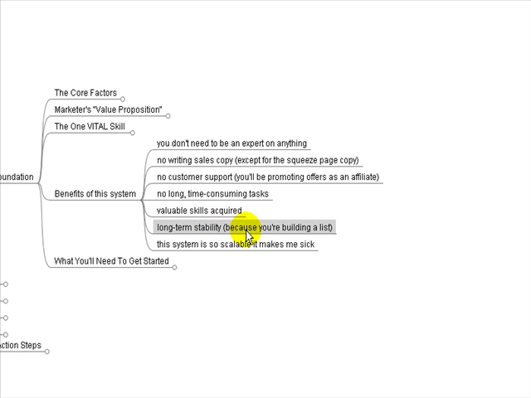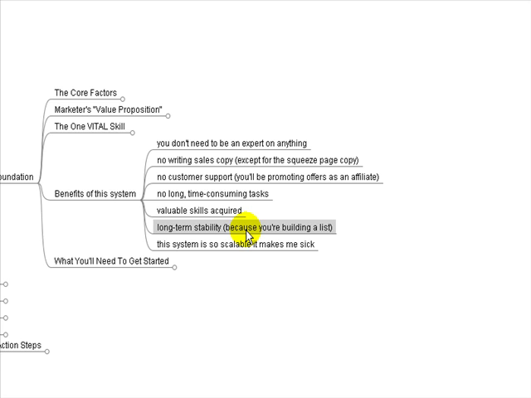We're going to be building a list. We're going to be building a subscriber list. We're going to be offering them solutions to their problems. And that's essentially the cornerstone of internet marketing. You build a subscriber list of targeted people that are interested in specific solutions that you have, and you offer them those solutions to their problems. That is what makes a business successful.